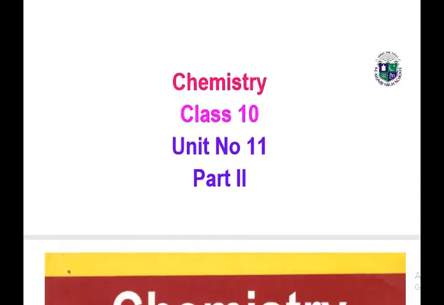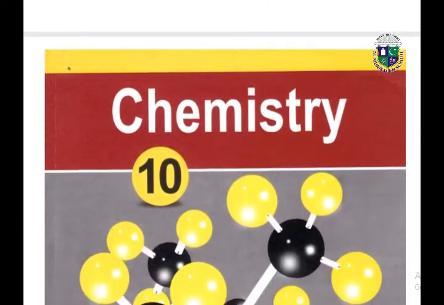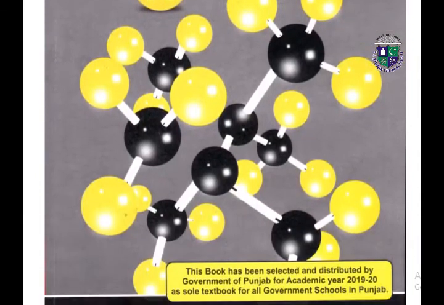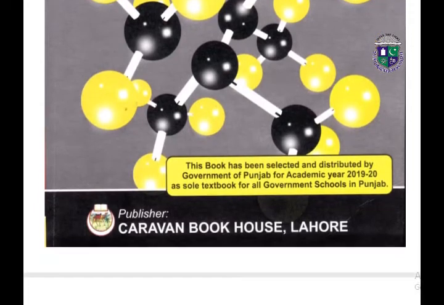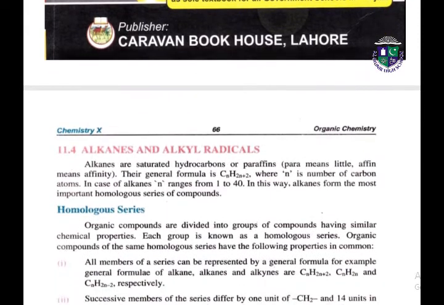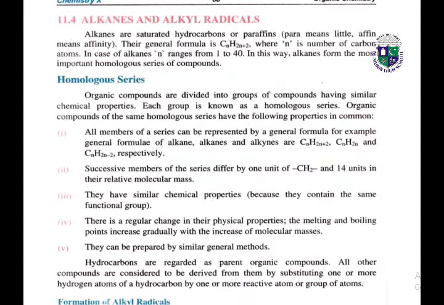Unit number is 11, part 2. Here is your chemistry book title page for class 10. Our new topic related to unit number 11 is about alkanes and alkyl radicals. Yes, we know about the alkanes. Alkanes are the saturated hydrocarbons. We will study in detail about the alkanes, alkynes and alkenes in our next chapter.